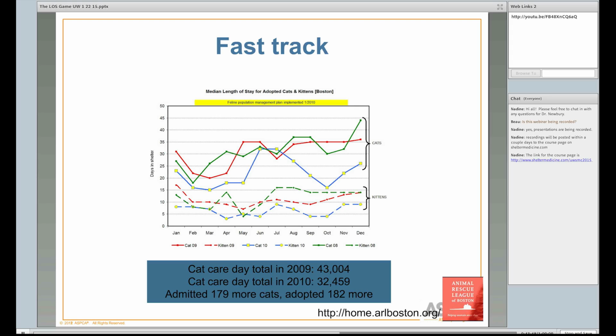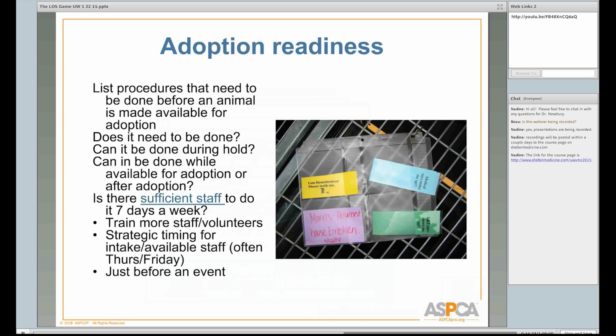One thing that's really impressive when we think about care days for this particular shelter is that their care day total in 2009 was 43,000, and in 2010 it was about 32,000, and they were able to admit almost 200 more cats and adopted out about 200 more cats with a shorter length of stay. If you start to think about resource investment and how much it costs to keep an animal for a day, think about how much money is saved by saving 10,000 care days a year. It's enormous. And this shelter was actually able to cut holes in their cages as well.